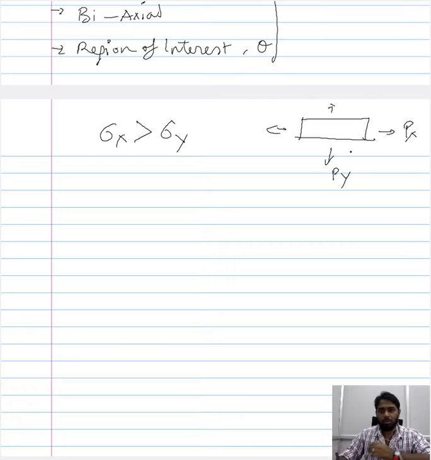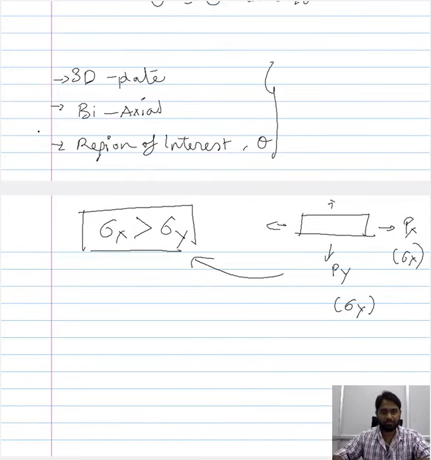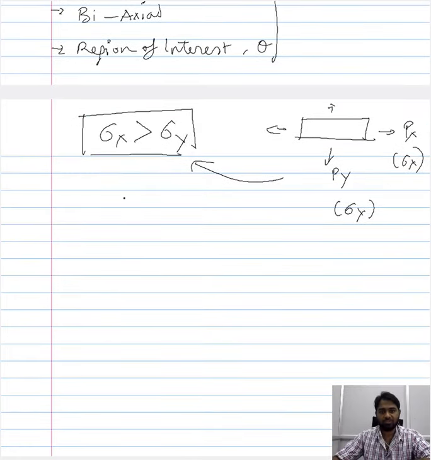Now, by considering the corresponding area perpendicular to the load, we will be able to extract the stress along the y direction and the stress along the x direction. So let us assume the stress along the x direction is greater than the stress along the y direction. Under such consideration, in addition to all these initial conditions, let us assume that the stress along the x direction is greater than the stress along the y direction.